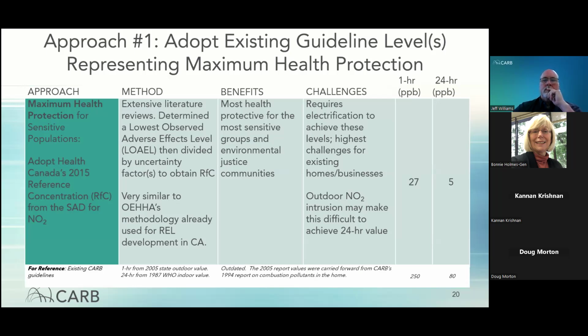This was determined by looking at scientific literature values to see what levels of NO2 provide the lowest observed adverse effects and implementing uncertainty factors to account for individual variations. The advantage of this approach is that it is the most health protective, but the main challenge is that much more work is needed to achieve these levels, especially in areas of high outdoor NO2 values.